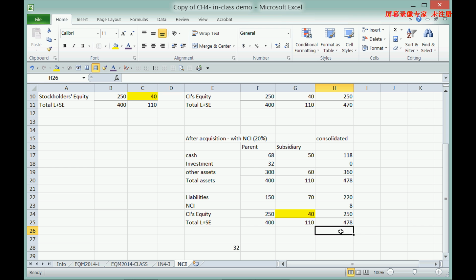So let me say that again. We are canceling out the investment and the net assets. Because we add up all 100% of assets and liabilities, we need to cancel out 100% of the stockholders' equity of the subsidiary. But we only own 80% of it, which is $32. So there is an $8 difference that goes to the non-controlling interest, because 20% of 40 is 8. That 20% is owned by the non-controlling interest. So this is a simple case to illustrate the idea of NCI.